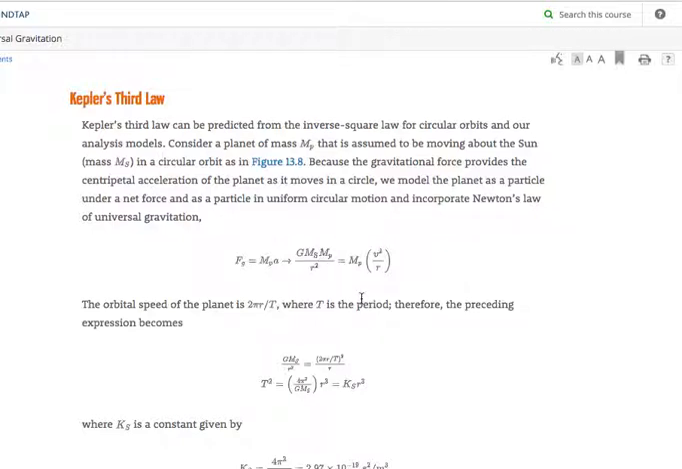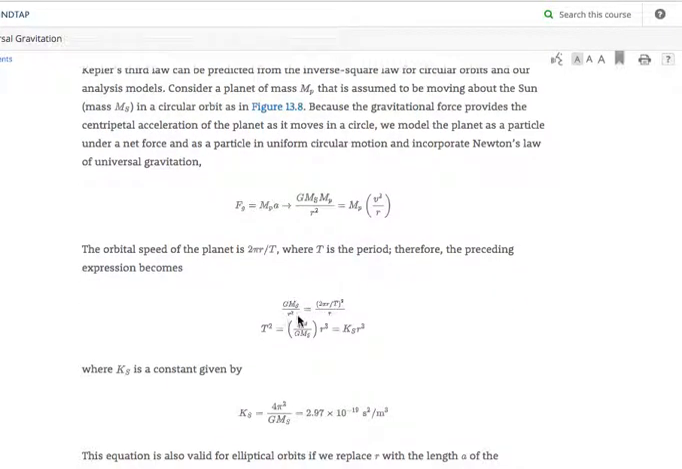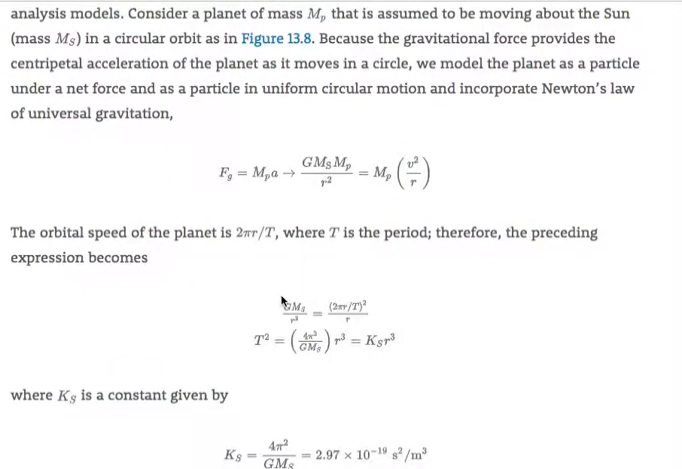All right, and then the third law is based on this, let's see if I can come here.